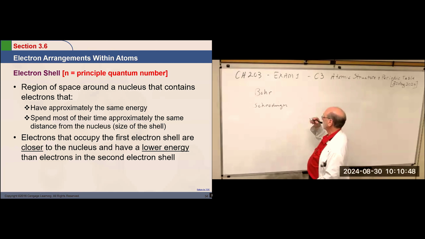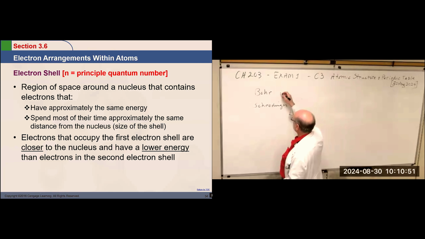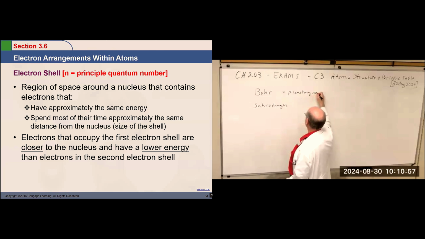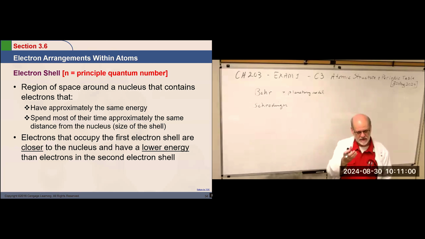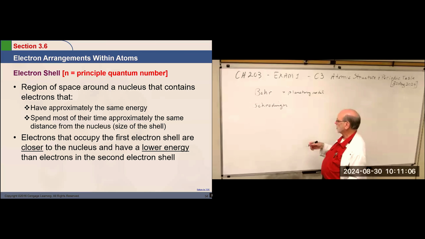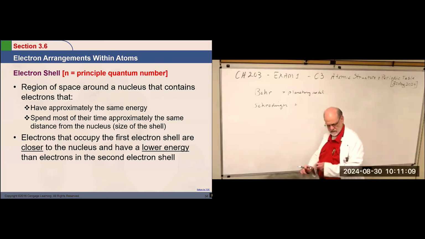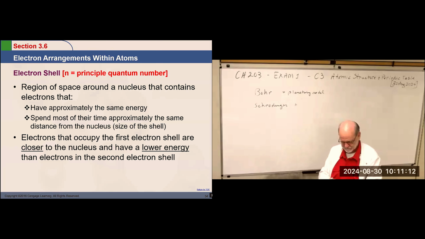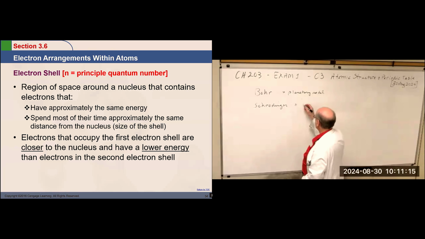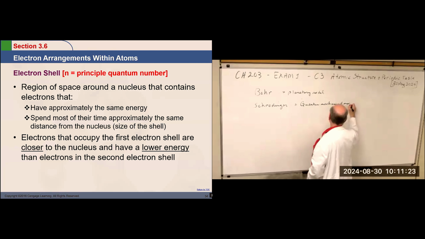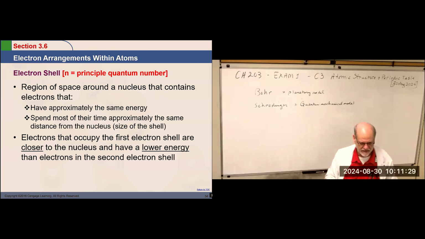And that was, let's see, I think we would say this is the planetary model of the atom, because it looked at the nucleus as the sun and the electrons as planets. Okay. Schrödinger gave us the quantum mechanical model. And that's what we're going to introduce next in these subsequent slides.